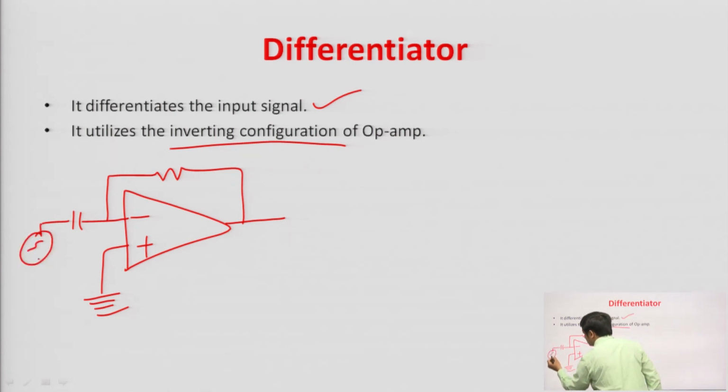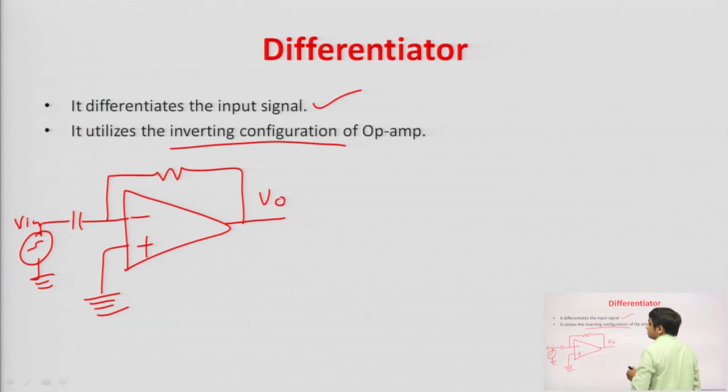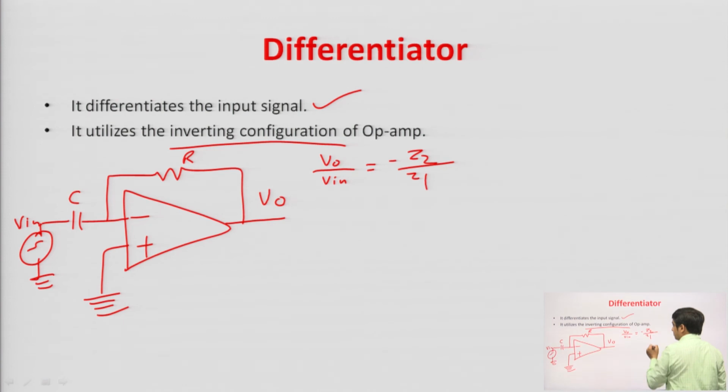This is your input signal V in, this is the output voltage V naught. This is capacitor C, this resistor is R. Now, again this is the inverting configuration of the op amp. So, V naught upon V in will be minus of feedback impedance upon the input impedance, that is the voltage gain equation for the inverting configuration of the op amp.